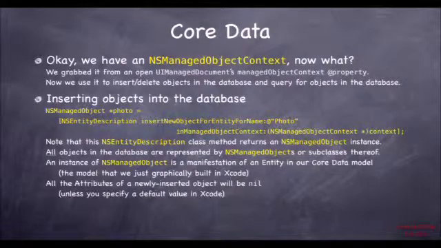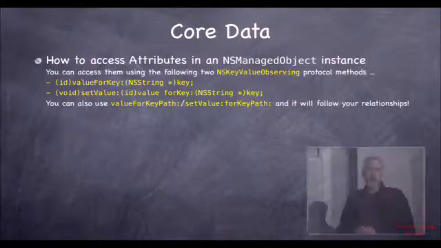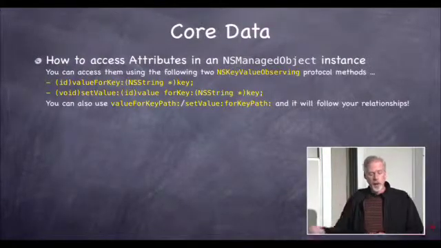Again, all objects in the database are represented by NSManagedObject. That's why the return type, you see this NSEntityDescription insert method returns an NSManagedObject star, right? So it returns you a pointer to that thing that it created. And now that we have it, we need to set all its attributes and such. So how do we access these attributes? I told you you could use the NSKeyValueCoding protocol, which is valueForKey and setValue.